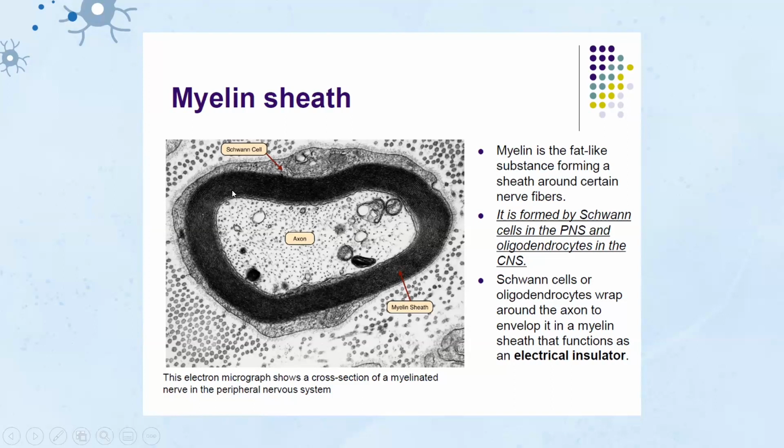Now this is the myelin sheath. You can see how it's wrapping the axon. The myelin sheath is a fat-like substance forming a sheet around the nerve fibers of the axons. It is formed by Schwann cells in the peripheral nervous system and oligodendrocytes in the central nervous system. They wrap around the axon so that they function as an electrical insulator. I will show you in the next slide how the impulses move from one node to another node. This is mainly the function of the myelin sheath: it increases the speed of transmission of impulses.